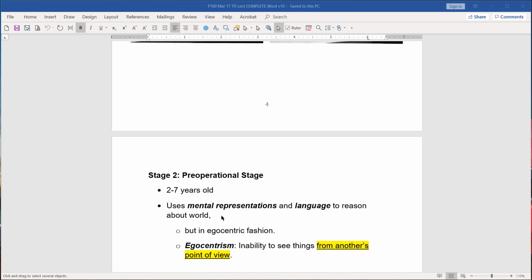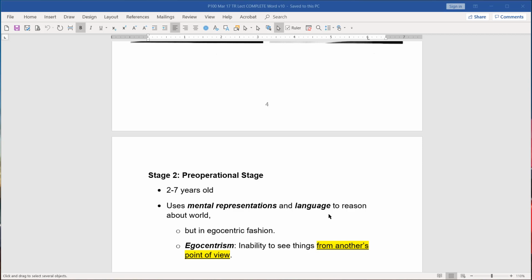Now, there's major cognitive developments in the pre-operational stage. One of the big ones is language. We're able to say words that represent things that we don't necessarily have in front of us. A parent says something to a child about a toy stuffed animal, and the child understands what the parent is talking about, even though that toy stuffed animal is not nearby. That means the child is now using mental representations and language to reason about the world. That is a major development.